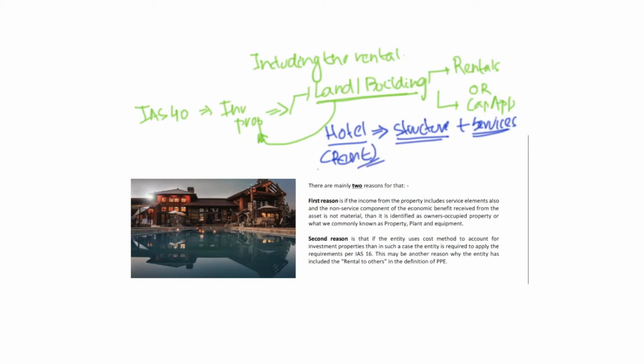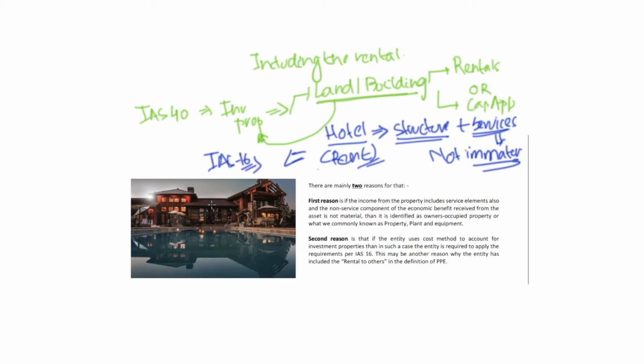Hence, under IAS 40, it is said that if the amount of rent from any land and building includes a service element which is not immaterial, then in such a case, such land and building need to be classified as property, plant, and equipment under IAS 16.